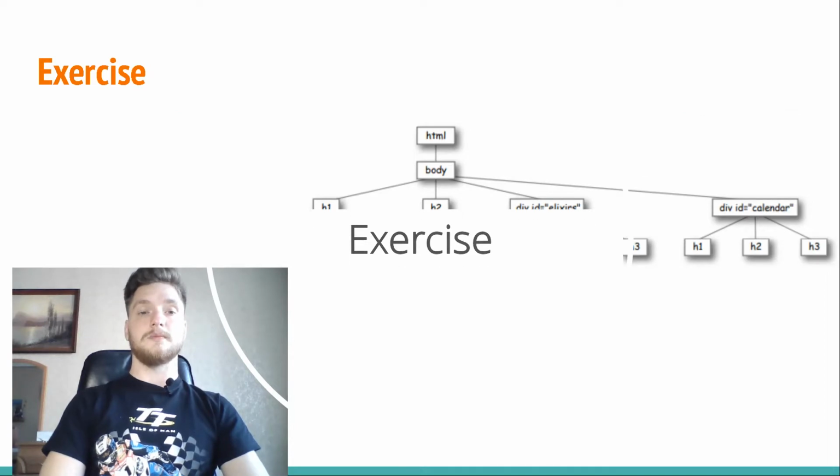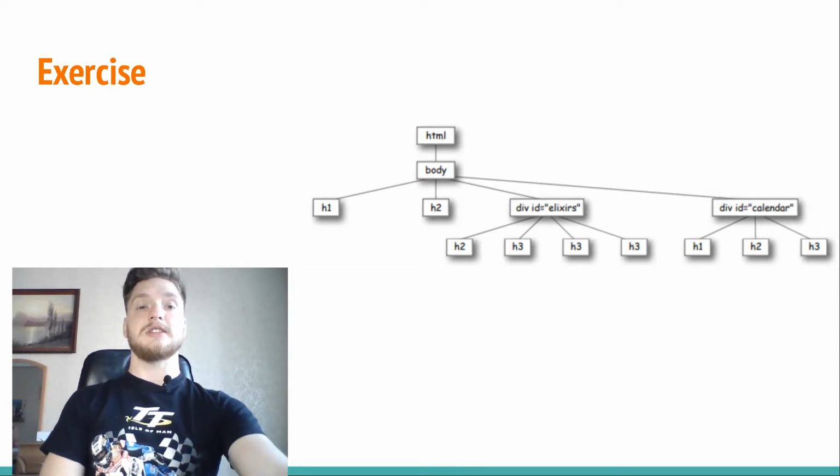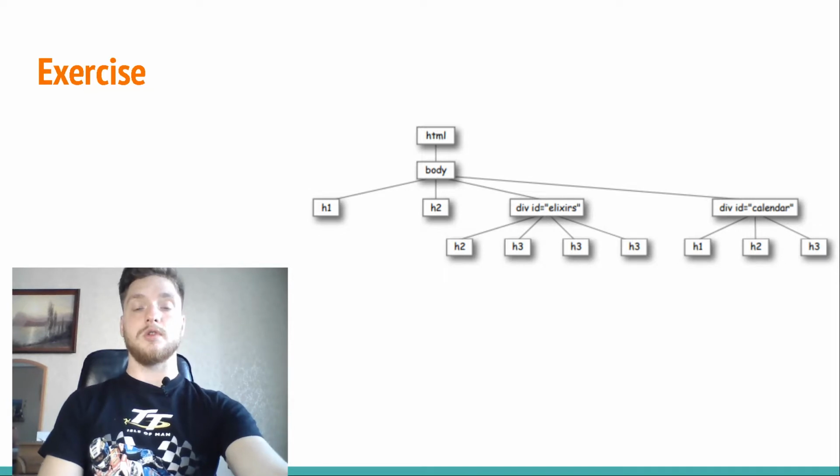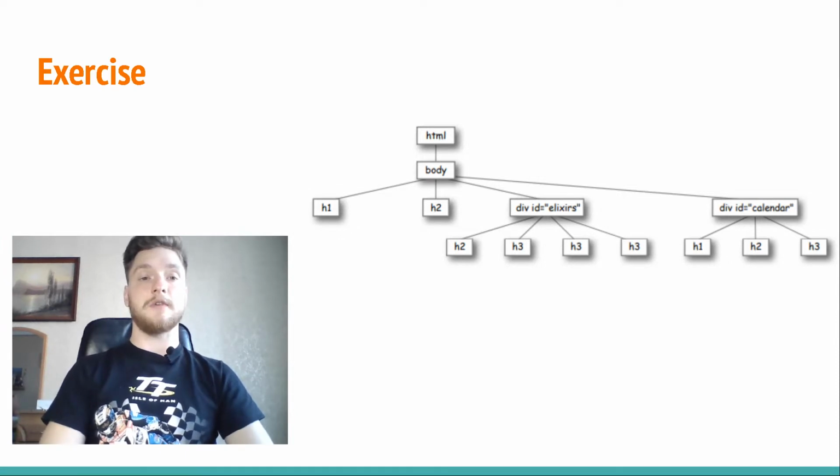Sharpen your pencil exercise. Your turn. Write the selector that selects only h3 elements inside the elixirs div. In your rule, set the color property to #d12c47. Also label the elements in the graph below that are selected. Write your CSS rule here.